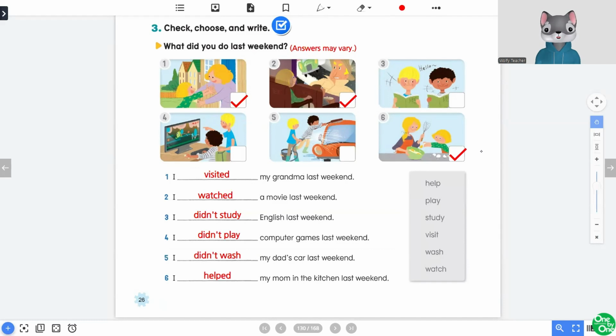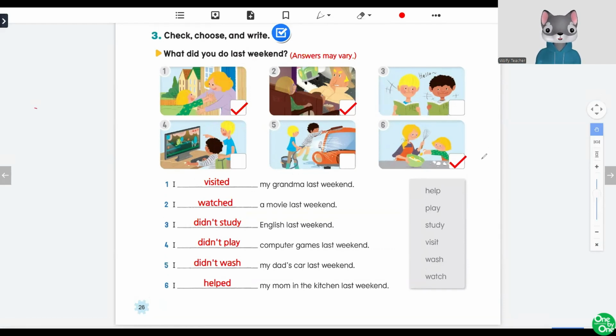Now, if you have the opposites, it's fine. What we need is I didn't visit my grandma last weekend. I didn't watch a movie last weekend.